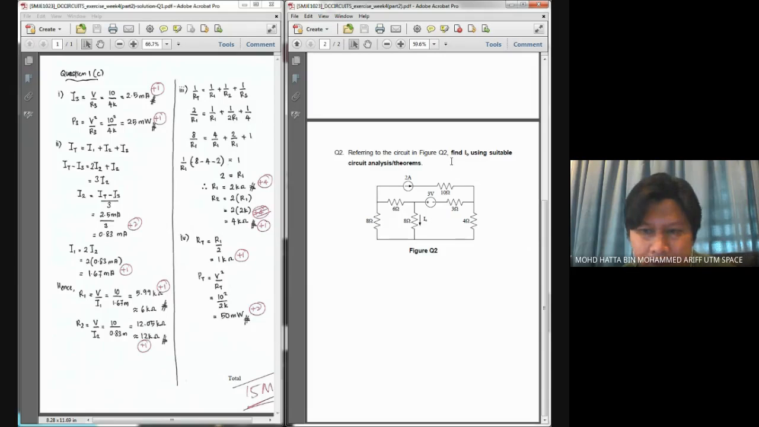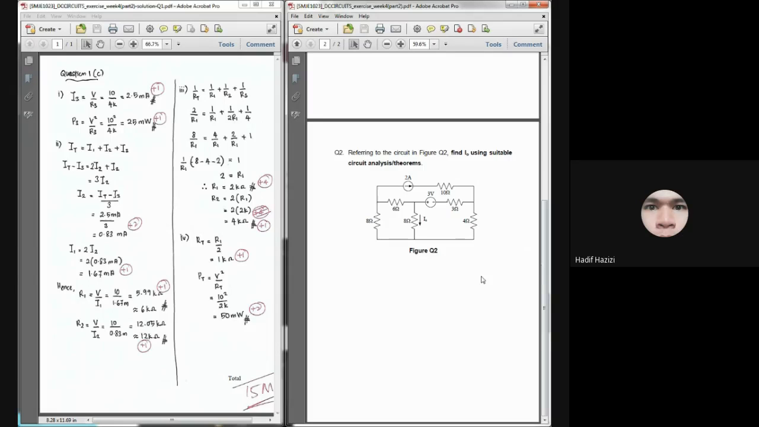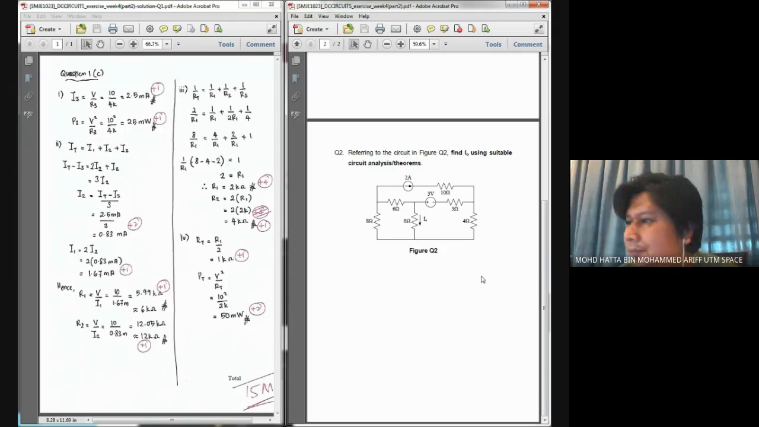Okay, I need one answer from you guys. If you try to calculate this one, what sort of suitable circuit analysis or theorem do you have in mind to solve this one? Could anybody respond? Superposition. Superposition, yes, correct. Is there any more approach that we can use? Thevenin. Thevenin, yes, also can.